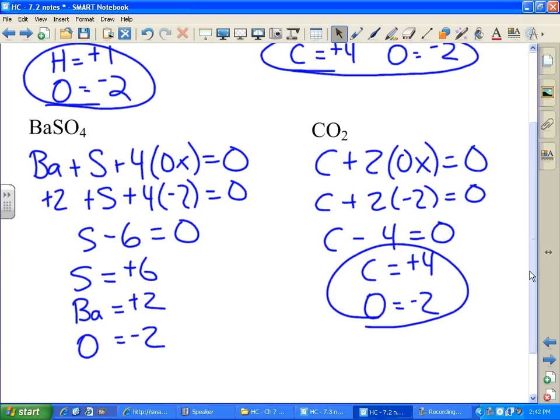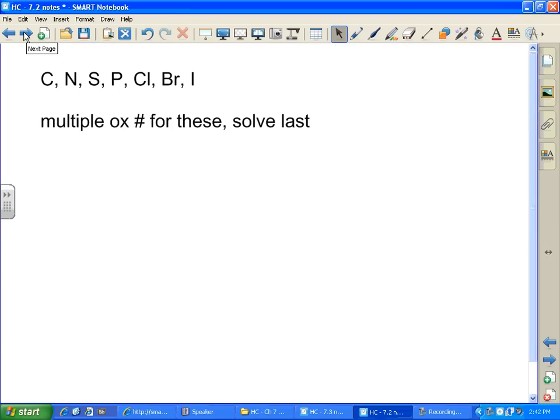Just as a reminder, again, these 7 nonmetals have multiple oxidation numbers. So they're the ones that we want to solve for last. As you go through that process, figure out all the other ones first, and then end up solving for them. As you can look on page 235 at the top, there I have table 6, common oxidation numbers that have variable oxidation states.